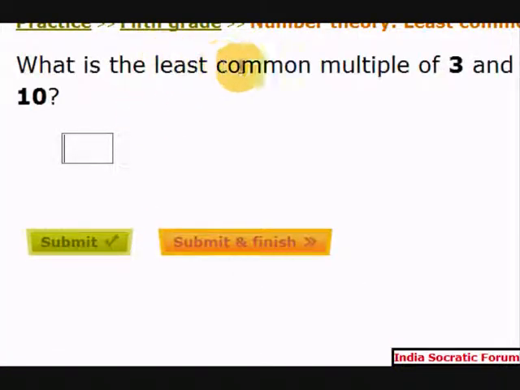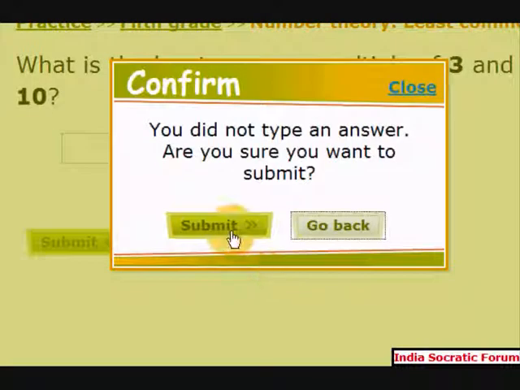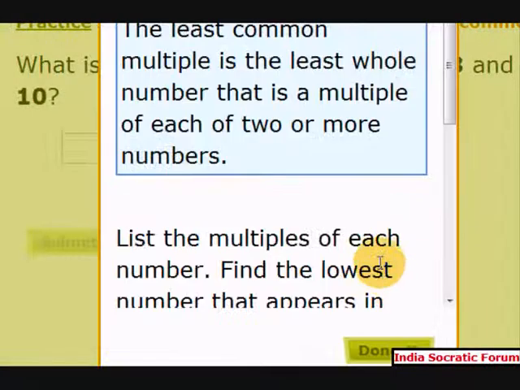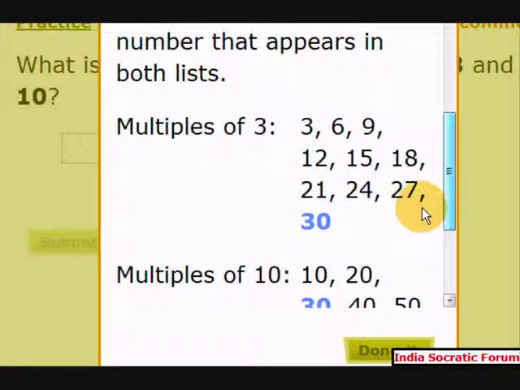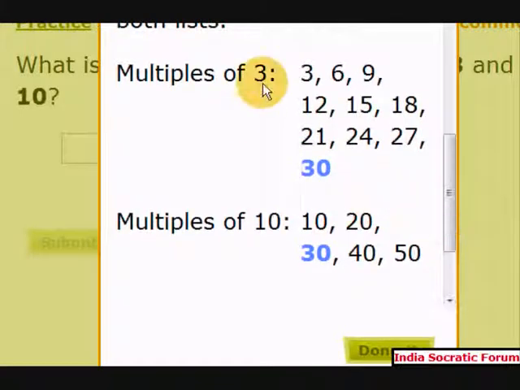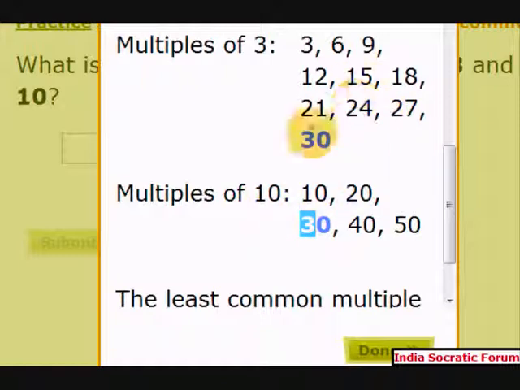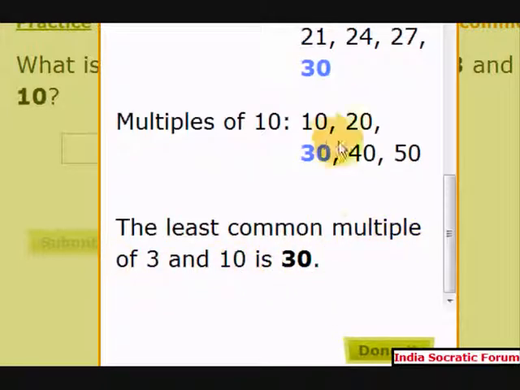LCM. What is the least common multiple of 3 and 10? Common means it should be in both places. 3 and 10. Pause the video and find the answer. Good. The answer is 30. Do you know why? Read this loud. List the multiples. Find the lowest number that appears in both lists. Say the multiplication table. Write it down. Multiples of 10: 10, 20, 30, 40. What is the least? Yes, 30 is the least common one, right? There is nothing less than 30 in 3's table. Least common multiple of 3 and 10 is 30.